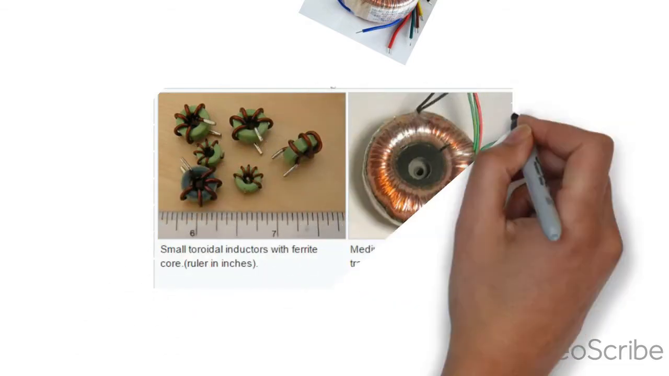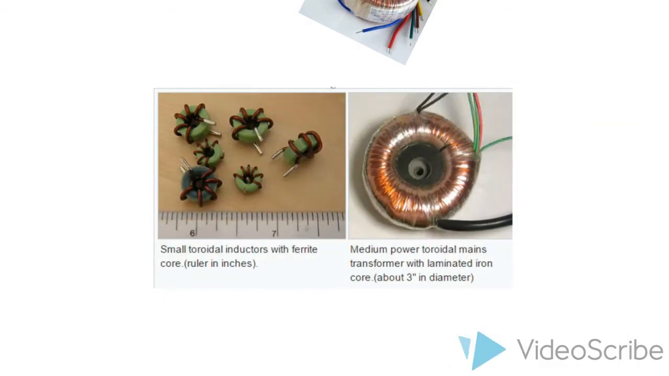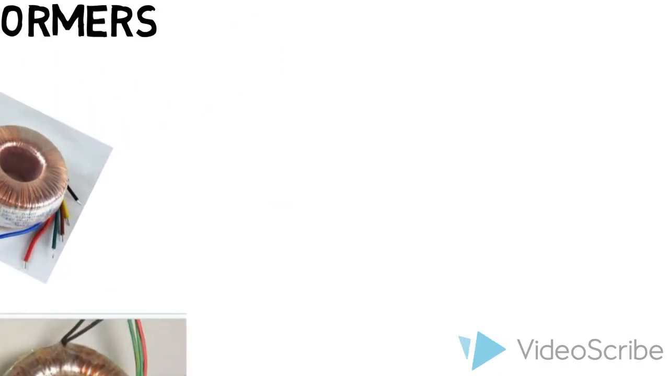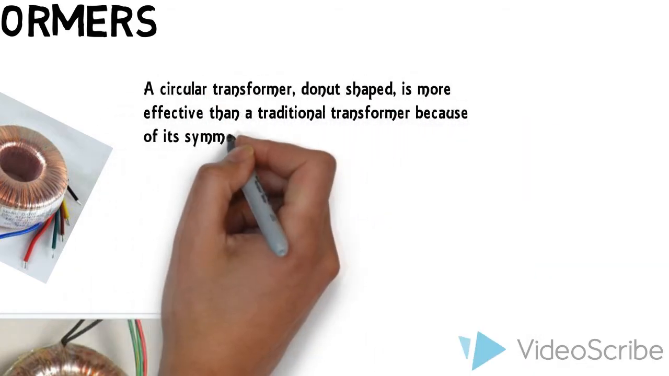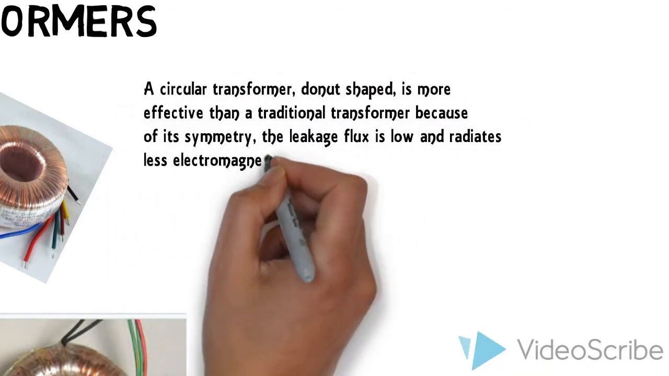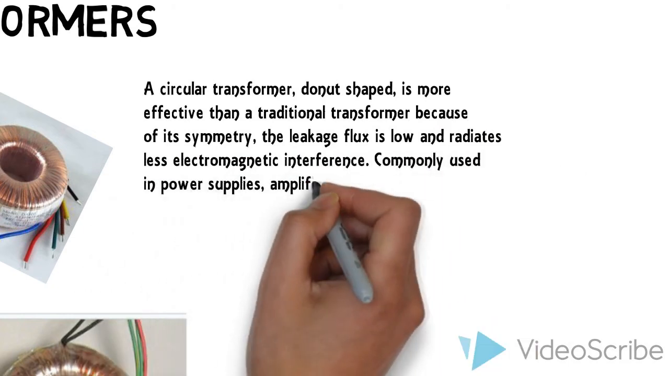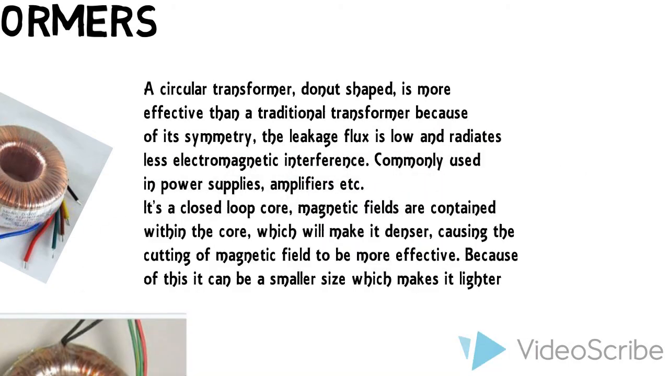The leakage flux is low and radiates less electromagnetic interference, commonly used in power supplies, amplifiers, etc. It is a closed loop core. Magnetic fields are contained within the core, which makes it denser, causing the cutting of magnetic field to be more effective. Because of this, it can be a smaller size, which makes it lighter. And that is all for my part.